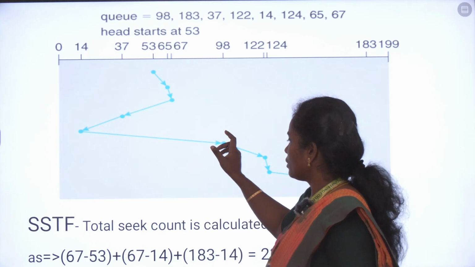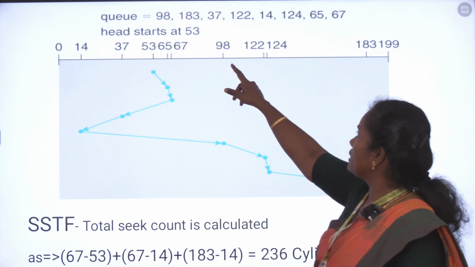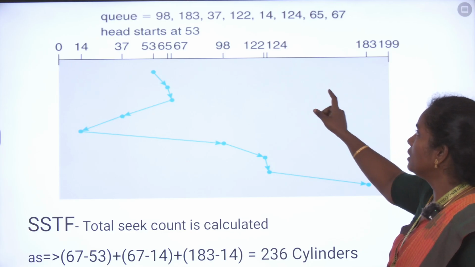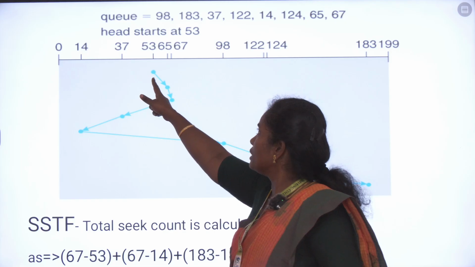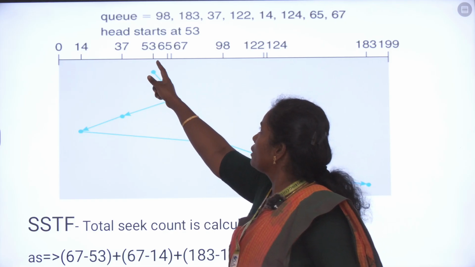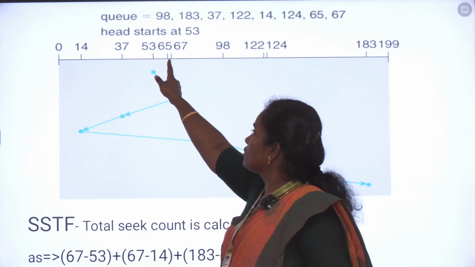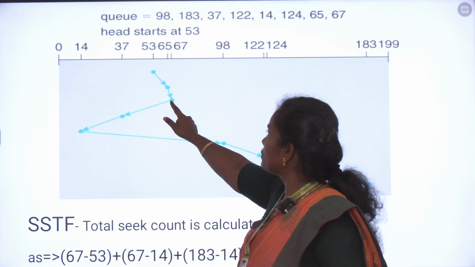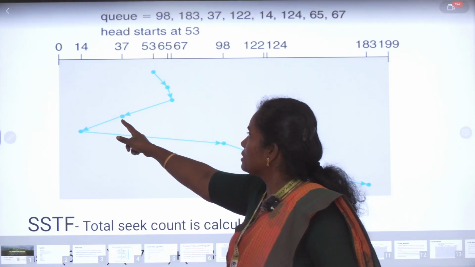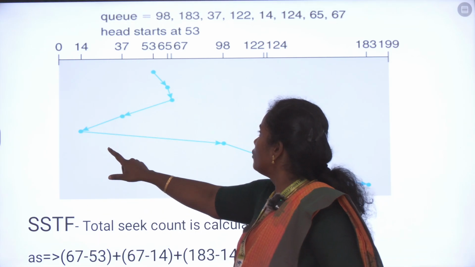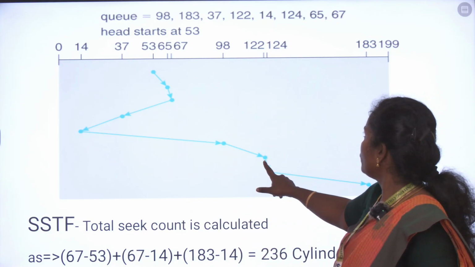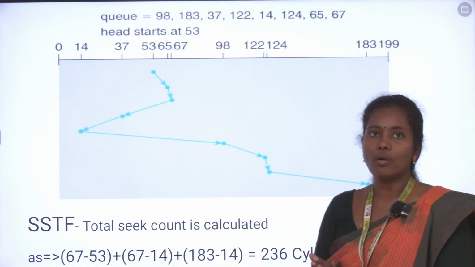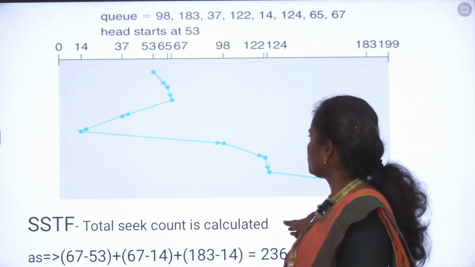As an example for SSTF, I am taking the queue 98, 183, 37, 122, 14, 124, 65, 67. Again the head is placed at 53. Now the shortest distance is compared between 65 and 37. 65 is nearer. So I move from 53 to 65, then 65 to 67, then 67 to 37, 37 to 14, 14 to 98, 98 to 122, and then 124. At last it reaches 183. It serves the requests in the order of the nearest.